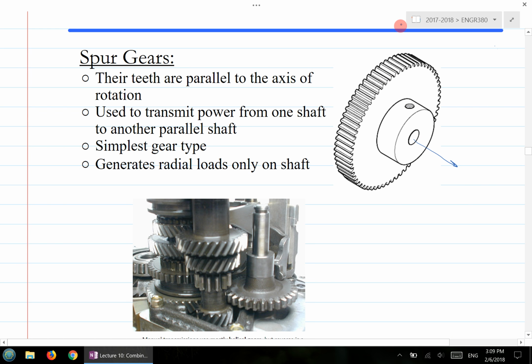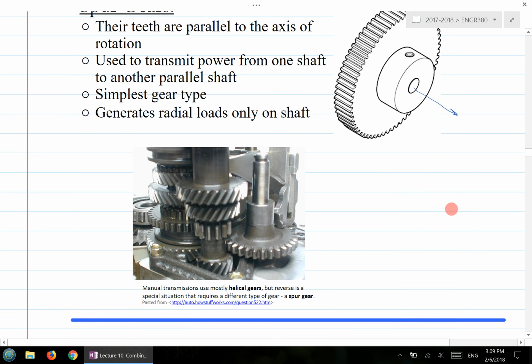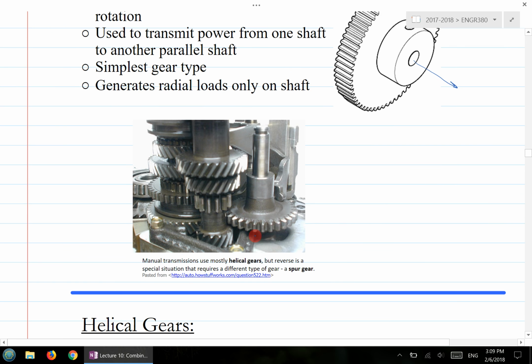So you have another gear on the top, for example, and then you have another shaft. The smaller gear is probably driving this big gear, so the power is transmitted from here to here. It's the simplest gear type, and you see the spur gear quite often in the transmission box.